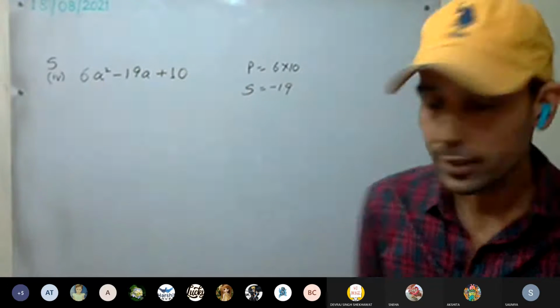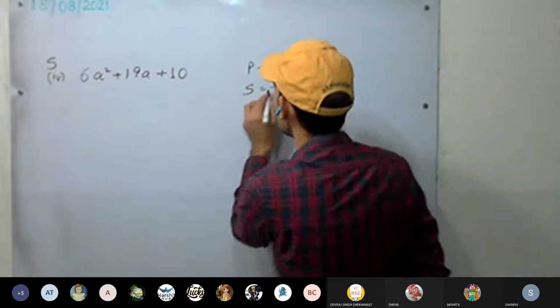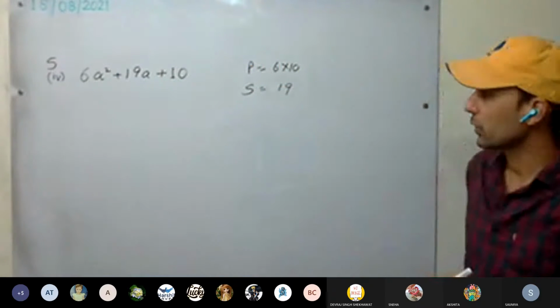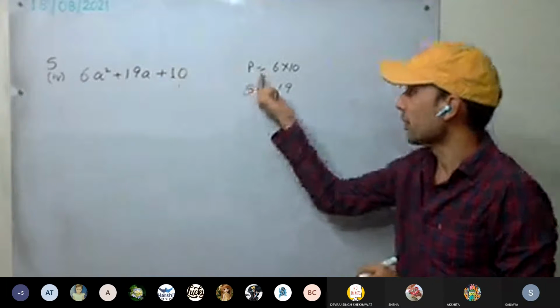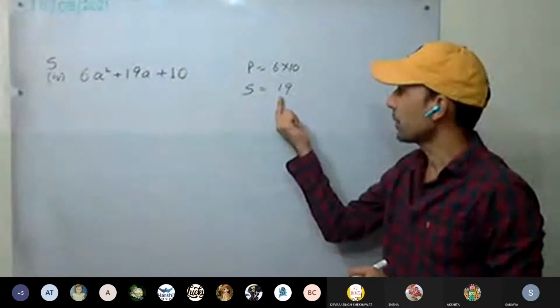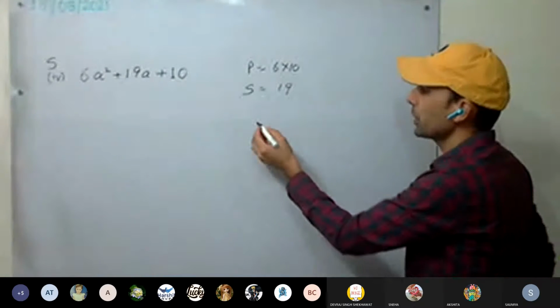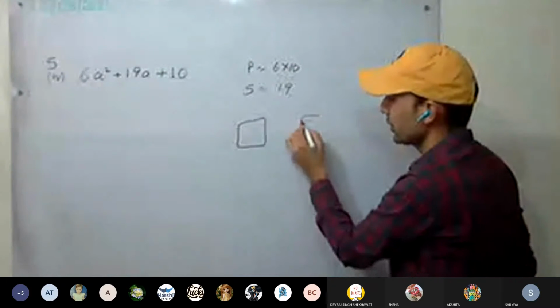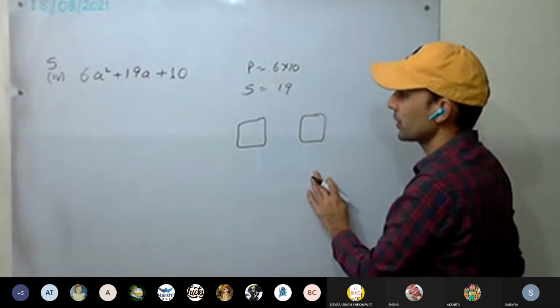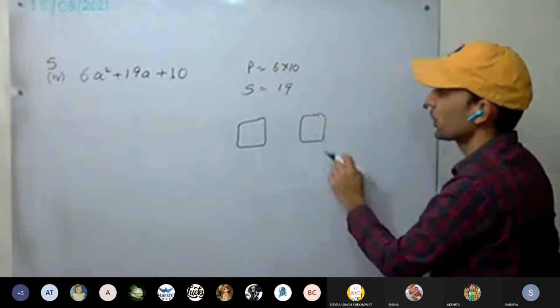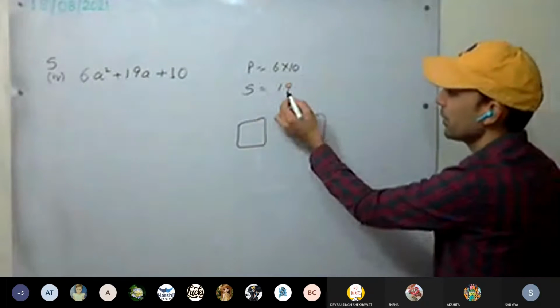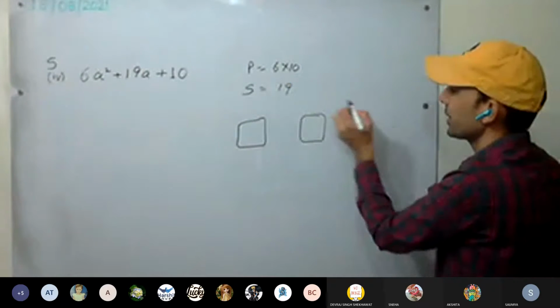Okay, one minute. Sorry for that. This is the question: 6a square plus 19a plus 10. The product must be 60 and the sum must be 19. So both the numbers are positive. We have to find those two numbers. Product is 60 and sum is 19.